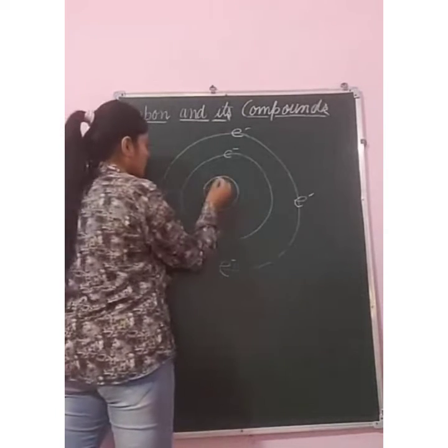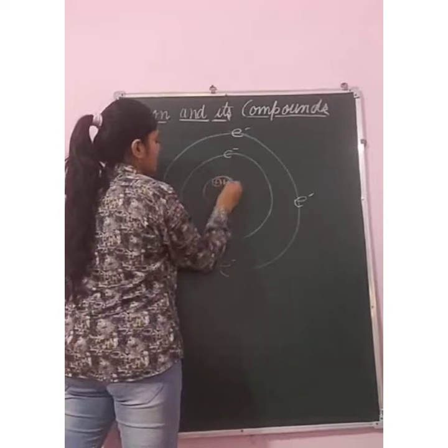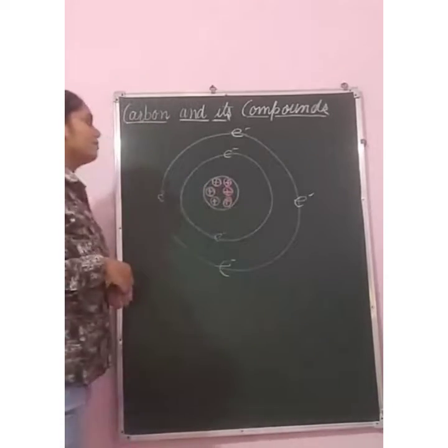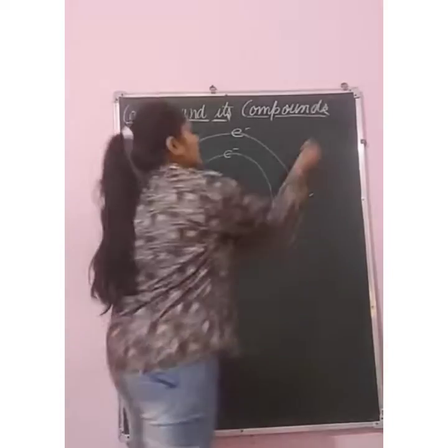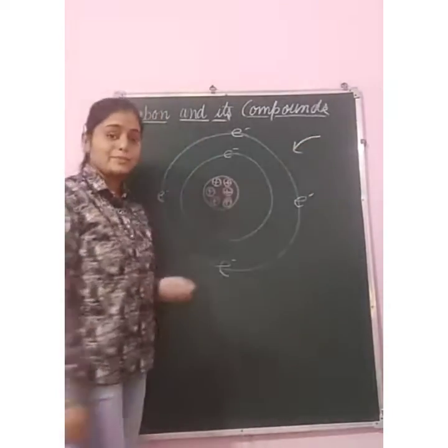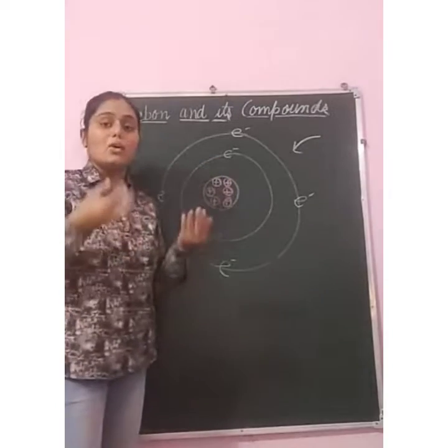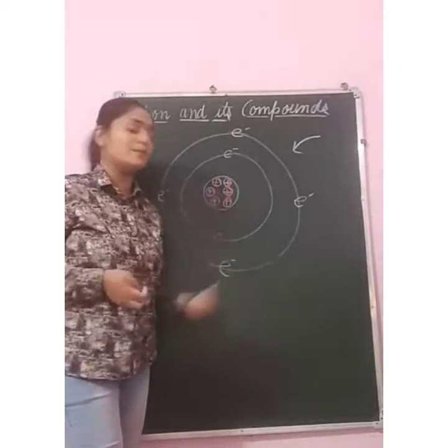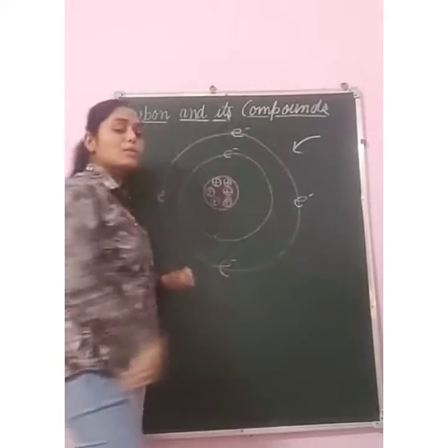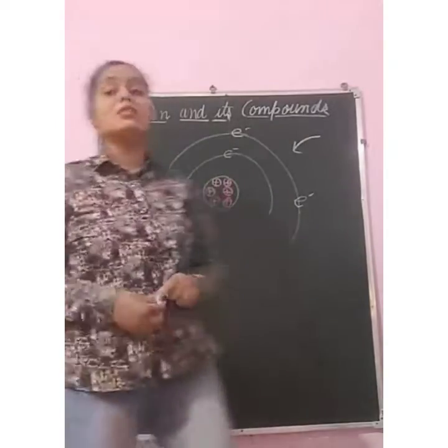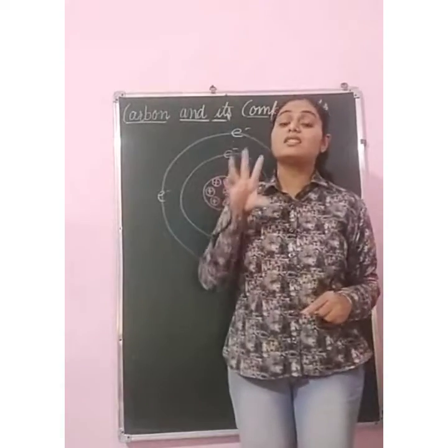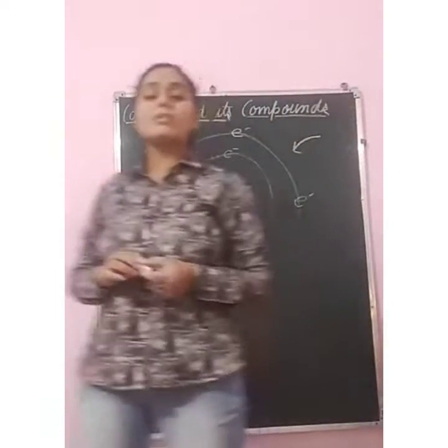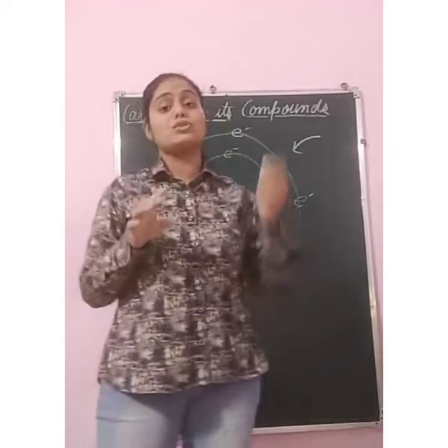Here there will be 6 protons in the nucleus: 1, 2, 3, 4, 5 and 6. Now what happens? Let's say carbon has gained the 4 electrons. But we all know that the electrons are held by protons. The protons are just 6 and now 4 electrons will come, so the protons will not be able to hold 10 electrons, because 6 plus 4 becomes 10. It will not be possible for 6 protons to hold 10 electrons.